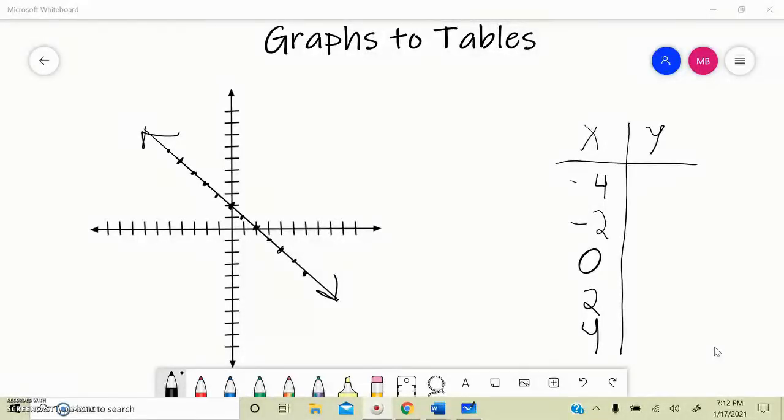Today, we are going to discuss representations of slope-intercept form, or y is equal to mx plus b. First, we're going to go from graphs to tables.